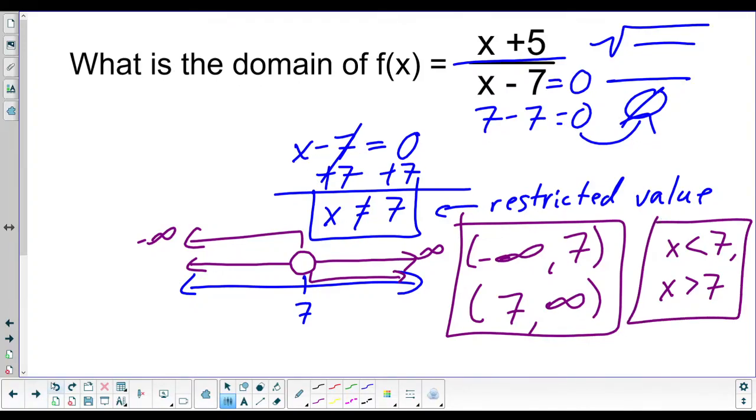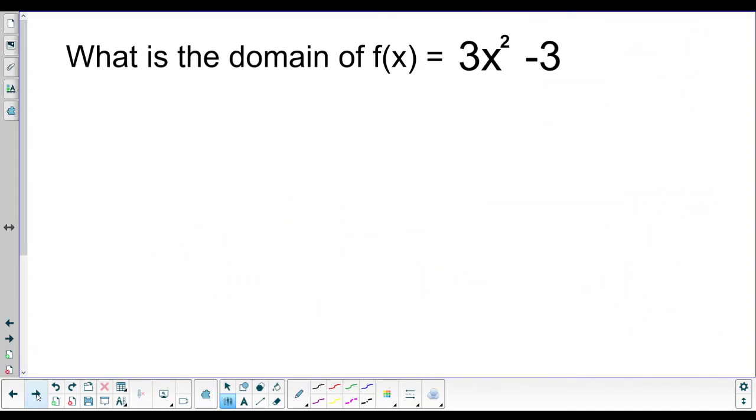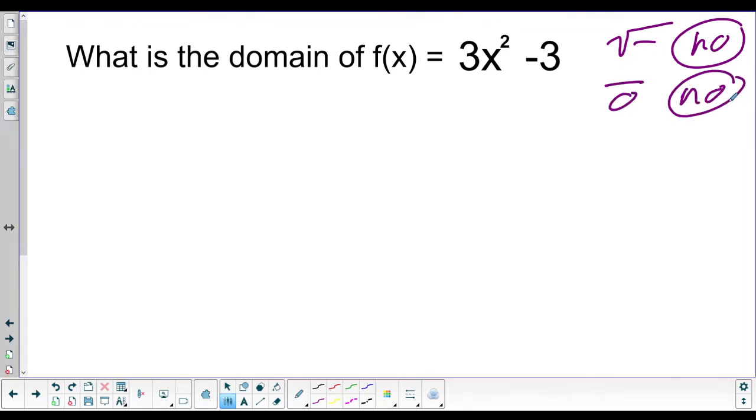One more and then we're done. And this one you don't even have to do. So let's look at this one. Is there a square root? No. So I don't have to worry about there being a negative in a square root if there is no square root. You can't shoot yourself in the foot if you don't have a gun, right? Is there dividing? No. So you can't cut your finger off if you don't have a knife, right?